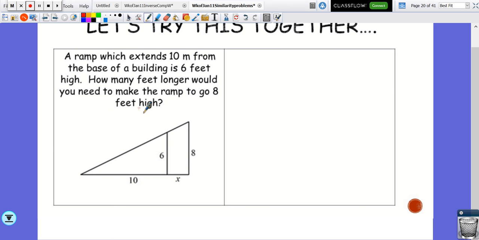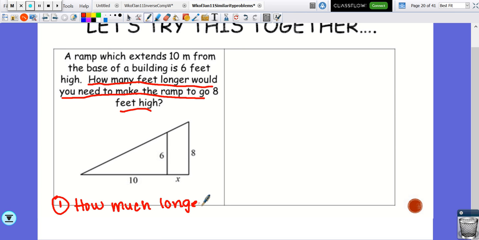So we got lucky. They already drew a picture for us, so we don't have to do that. But it is asking me how much longer my ramp needs to go to be 8 feet high. So what I need to figure out is how much longer does the ramp need to be. All right, that's what I need to find out.